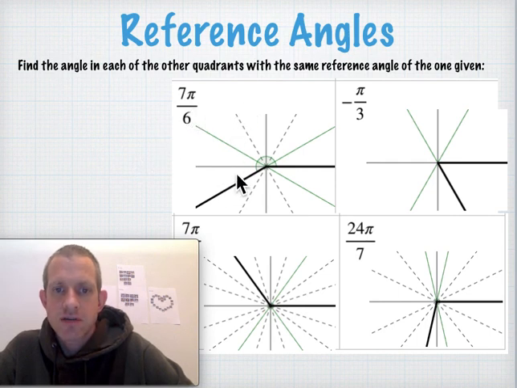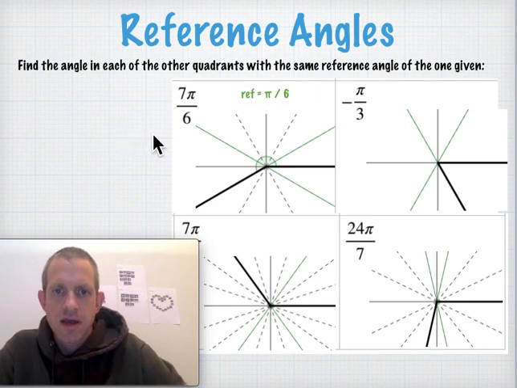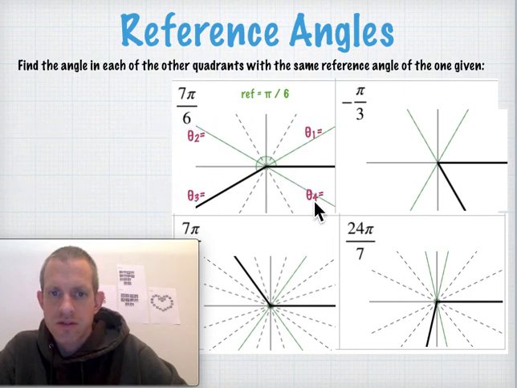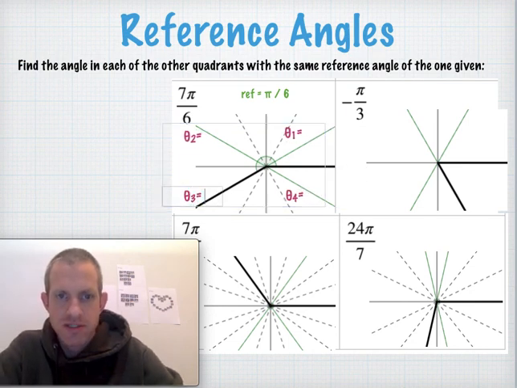Its reference angle would be, let's see, each of these little wedges are a sixth of pi. And so its reference angle must be 1/6 of pi. And if we wanted to then look at each of these other angles in the other quadrants that have the same reference angle, we can start to fill in some things here. We know this one given to us was 7 pi sixths.